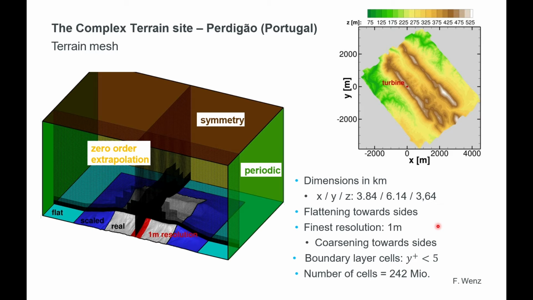We have a very fine resolution in the domain of interest, in the inflow of the turbine, but also around the turbine and in the wake. We have a resolution in the order of 1 meter, and that unfortunately provides some 240 million grid cells plus the grid cells from the turbine.